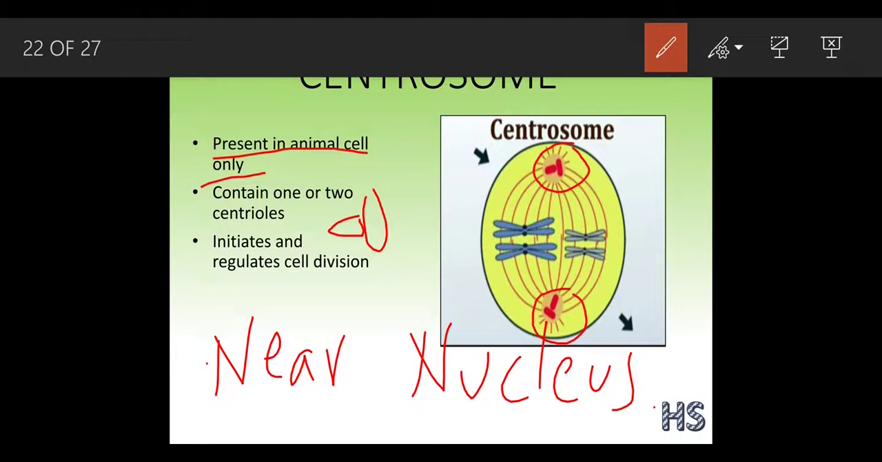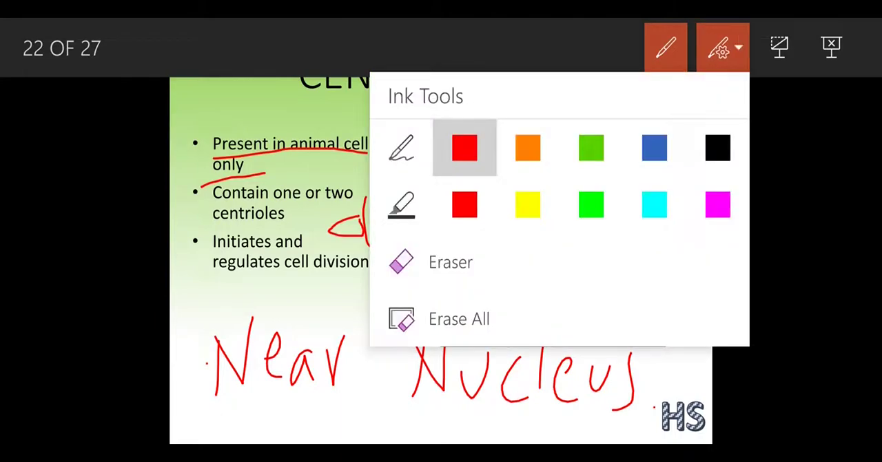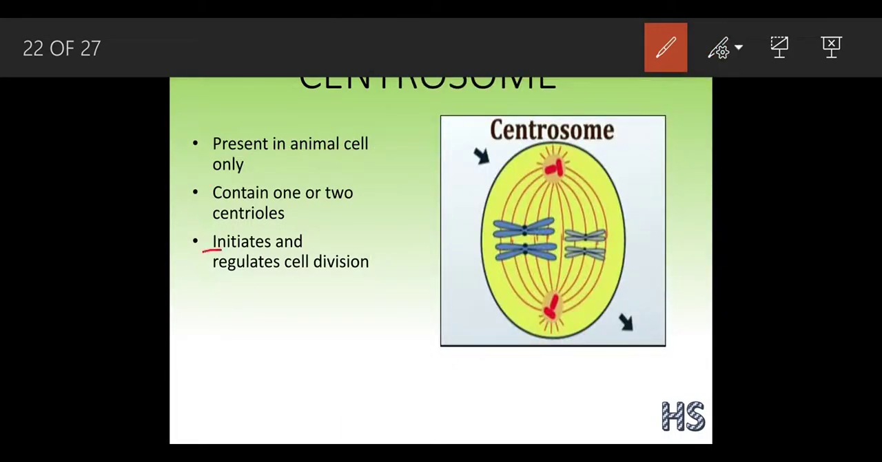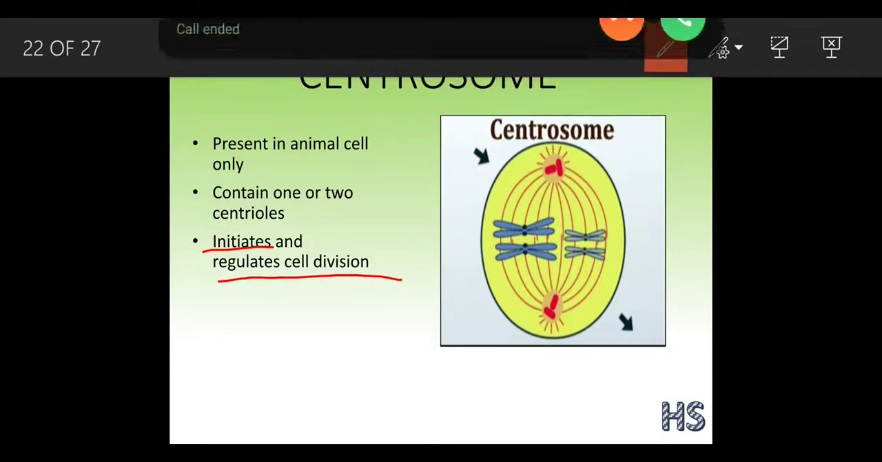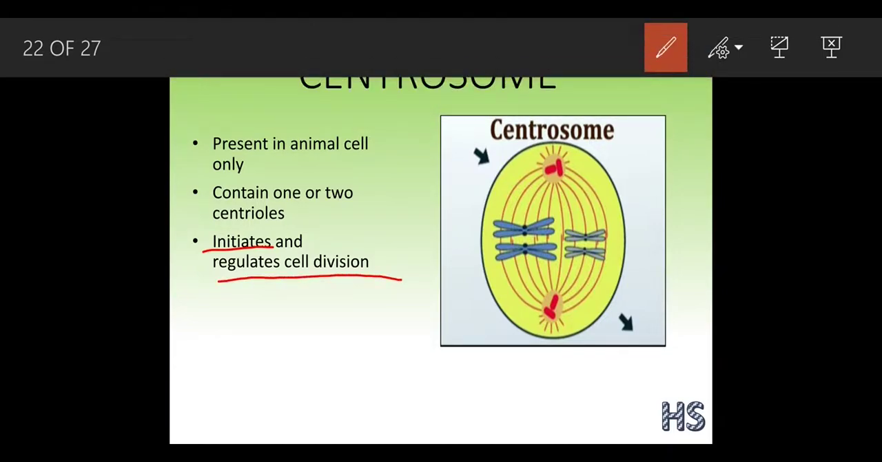What is the work of this centrosome? The main function is to initiate, which means start and regulate, the cell division part. Why is it present inside this animal cell? Because if there is one cell inside our body, we know that part very well.